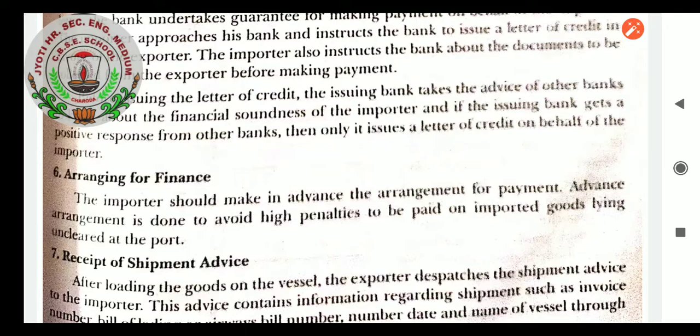The importer should make in advance arrangement for payments. Advance arrangement is done to avoid high penalties to be paid on imported goods lying uncleared at the ports.